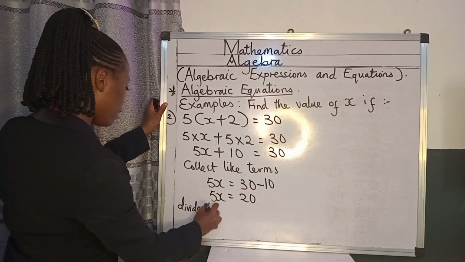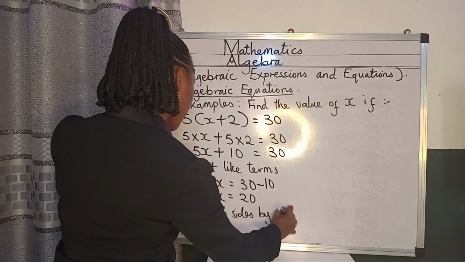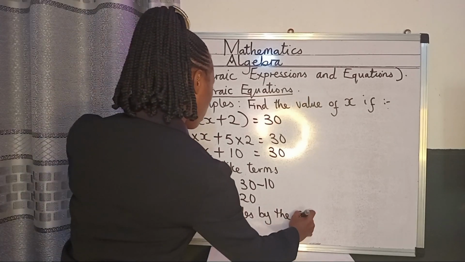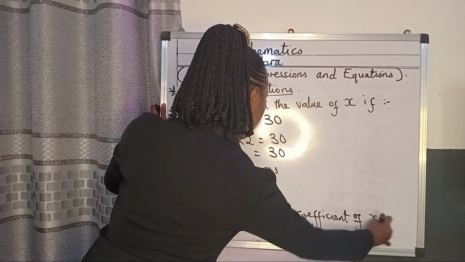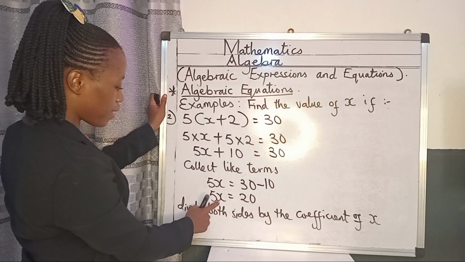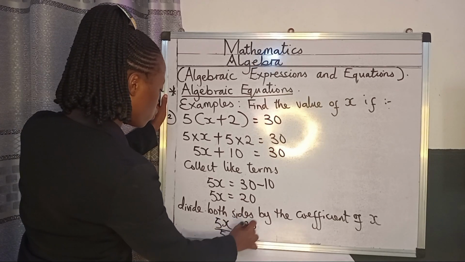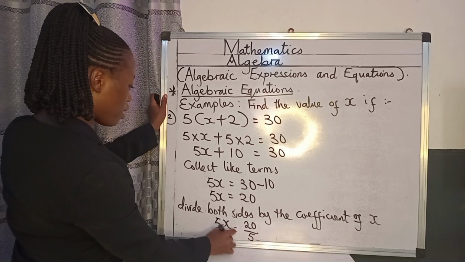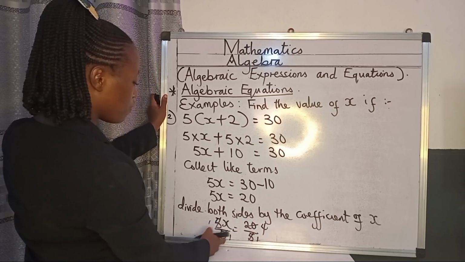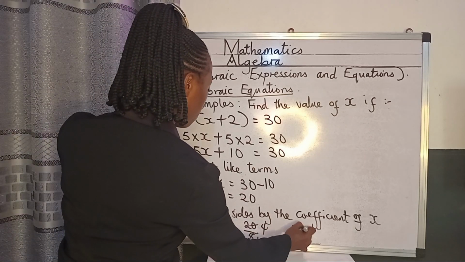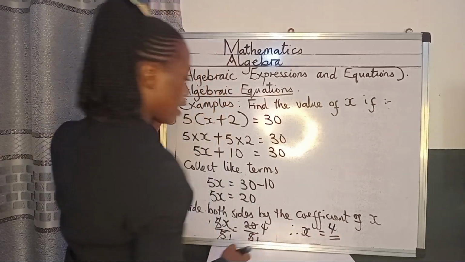We are going to divide both sides by 5. That means by the coefficient of x. The coefficient of x here is 5. So we're going to have 5x over 5 equal to 20 over 5. 5 here 1, 5 here 1, 5 in 20 is 4. x over 1 is equal to x. Therefore, our x is equal to 4 over 1, which is 4. So our x is equal to 4.